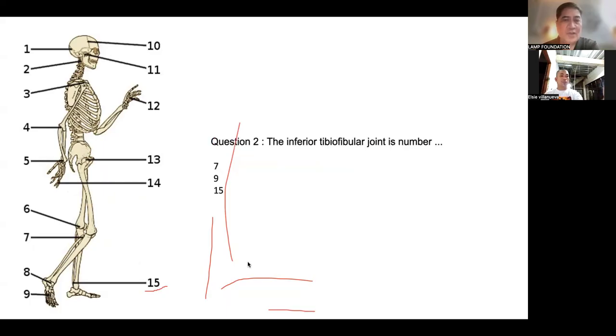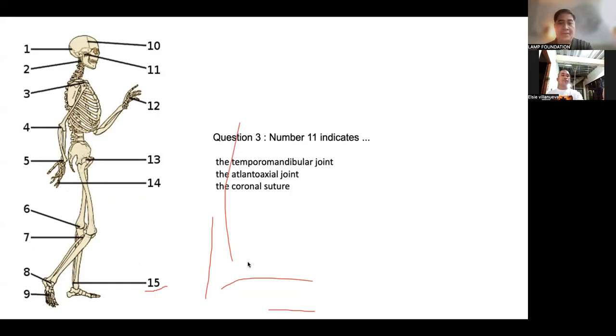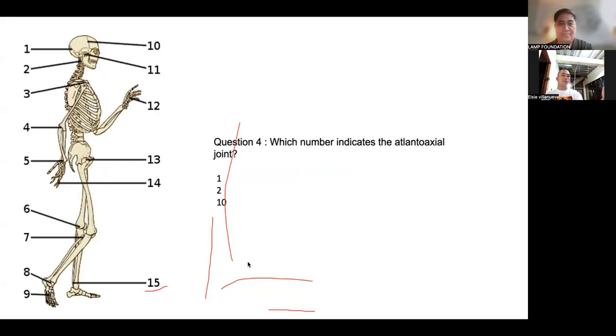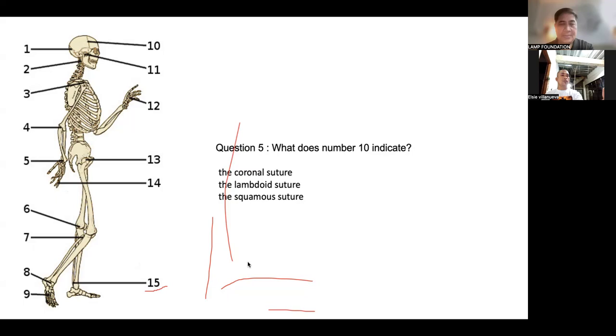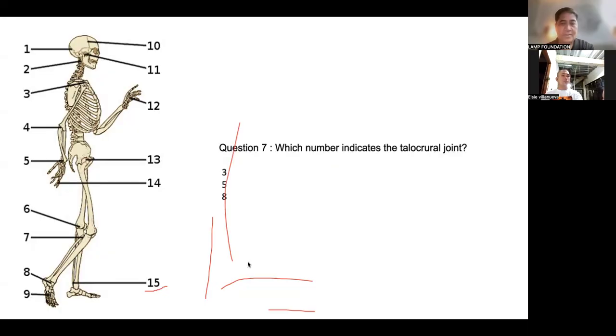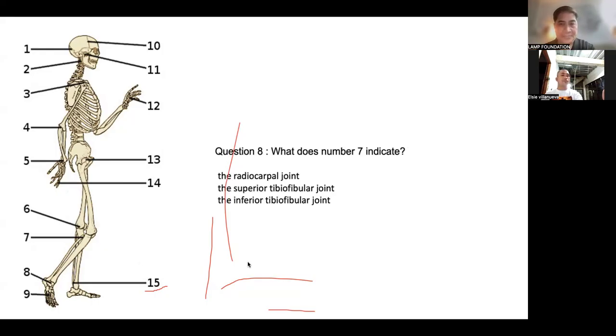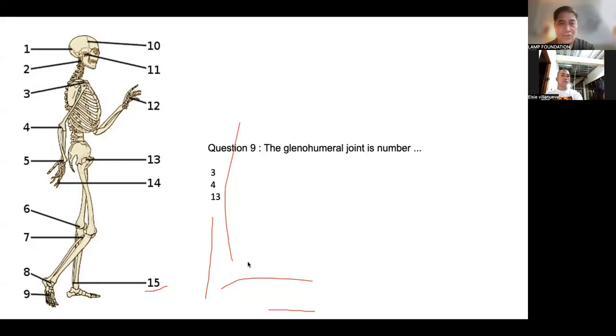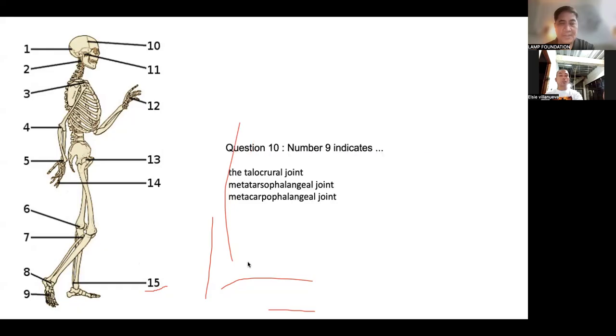The humeroradial joint. Inferior tibiofibular joint. Number 15. Number 11, temporomandibular joint. Atlantoaxial joint. Number 2. Number 10, the coronal suture. Number 6. Number 6, the tibiofemoral joint. Talocrural joint. Number 8. Number 7, superior tibiofibular joint. Glenohumeral joint. Number 3. Number 9.